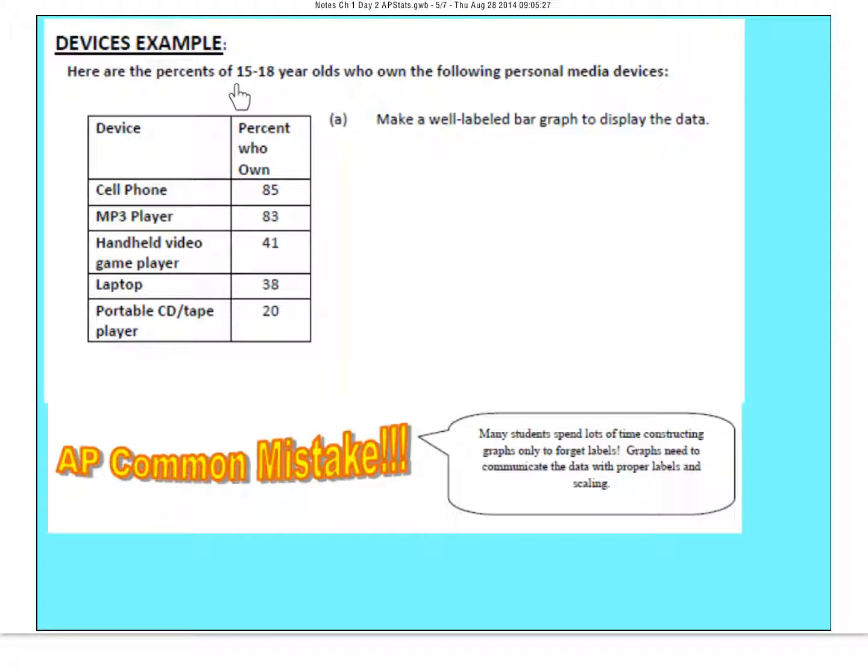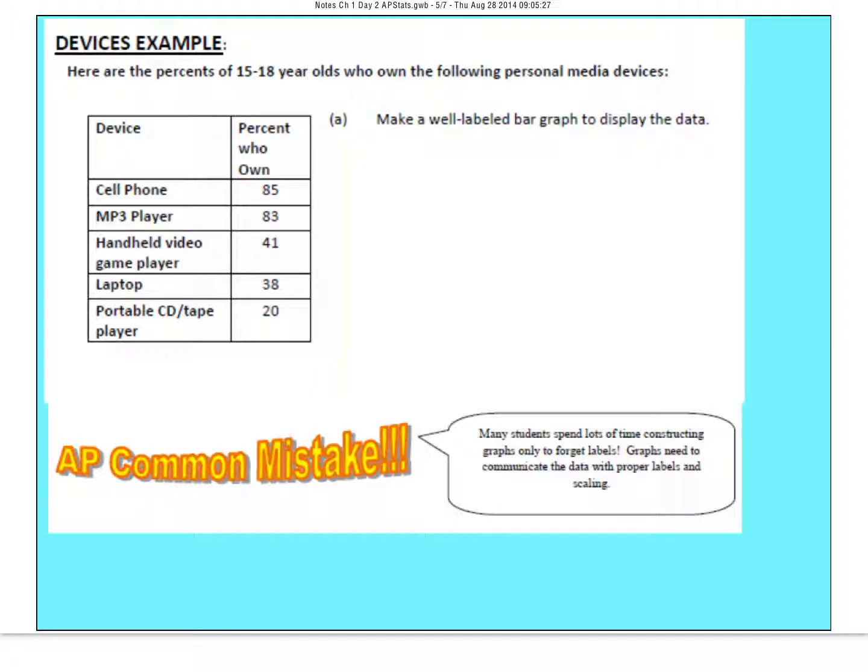These are the percents of 15 to 18-year-olds who own the following personal media devices. So our categories are the devices, and here they all are listed. And here's the percent who own these devices of the students that were surveyed. Here they want us to make a well-labeled bar graph to display the data.